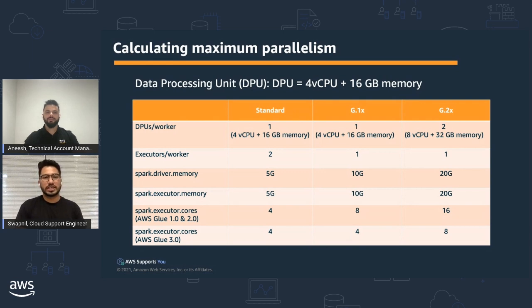Glue offers three different worker types: Standard, G1X, and G2X. As we can see in the chart, the Spark driver memory and the executor memory change across the worker types, where G2X provides the maximum memory. We recommend customers use the G2X worker type for machine learning operations, and we recommend G1X for memory intensive jobs. Once the customer knows the worker type they are using, the Spark executor cores provided by each worker type will be defined. Now, once we know the Spark executor cores, we'll talk about how many executors my job has. To continue on this, let's move on to the next slide.